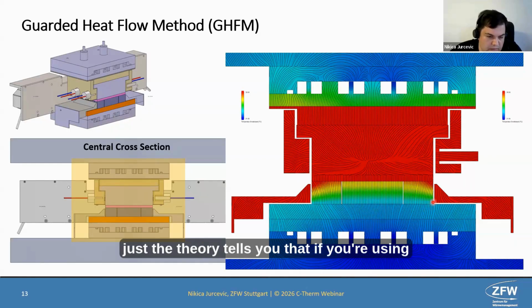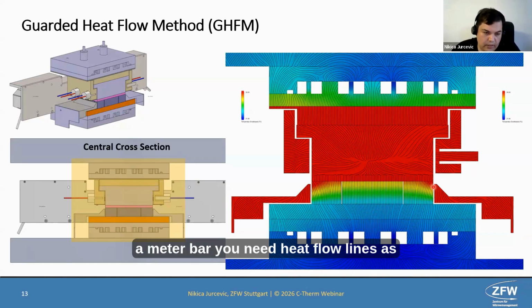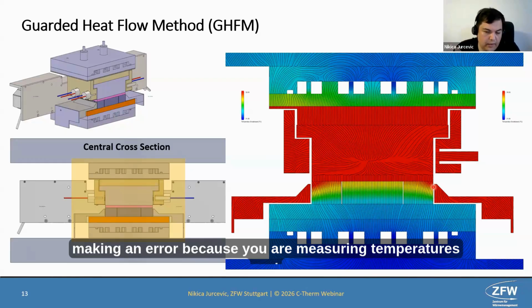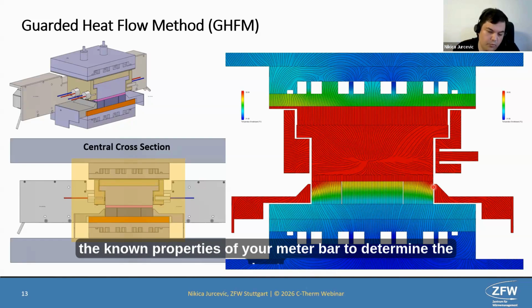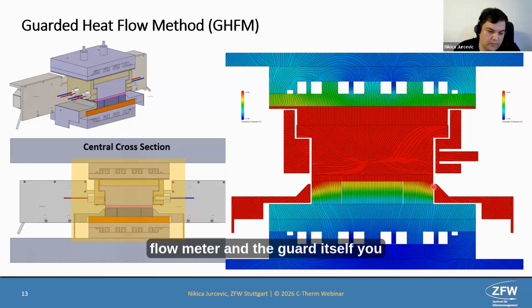Just the theory tells you that if you're using a meter bar, you need straight heat flow lines. As soon as you have bent heat flow lines, you're making an error because you're measuring temperatures, and you use those temperatures with the known properties of your meter bar to determine the heat flow.